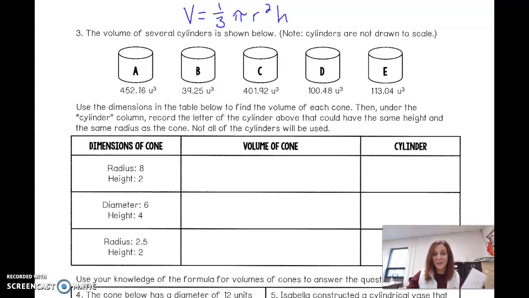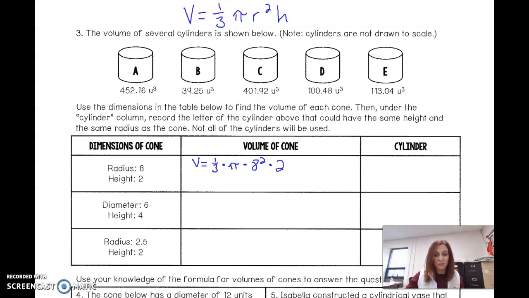All right. So here's what we're going to do. I'm going to use this formula up here. I know I told you to write a formula. I'm still using it. I'm just not writing it 3 times. Kind of jump here to filling it in. So 1/3 times pi times our radius. Now our radius, it just tells us right here is 8. So 8 squared, see how I'm just filling this in here, times our height, times 2.